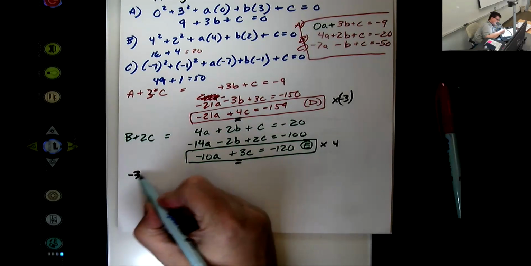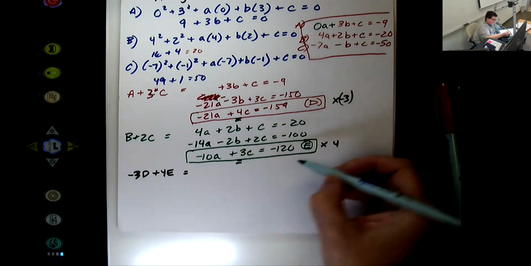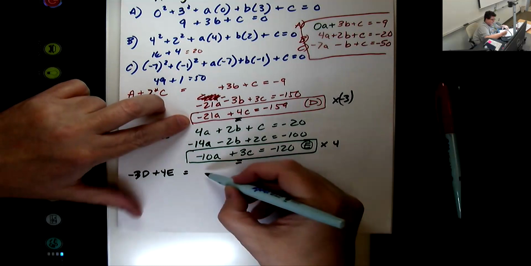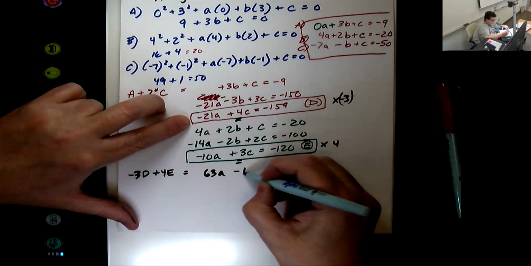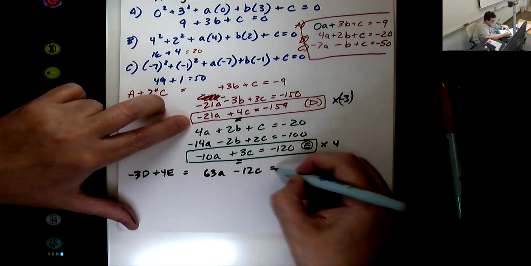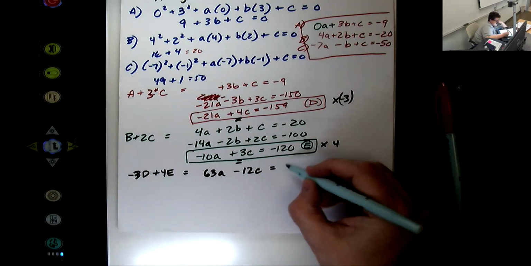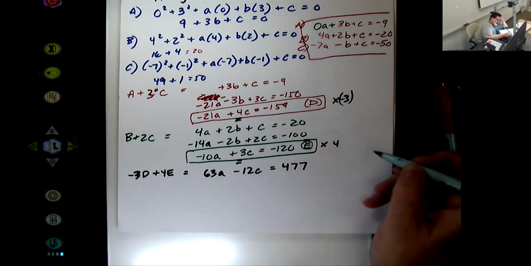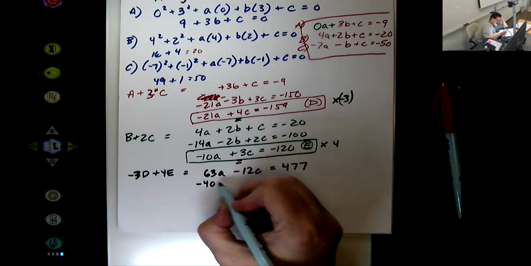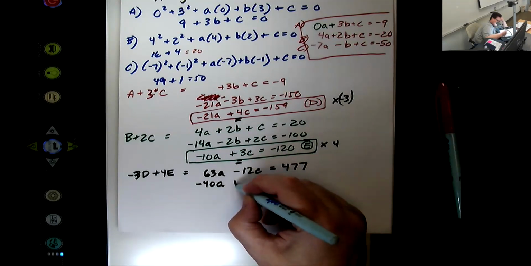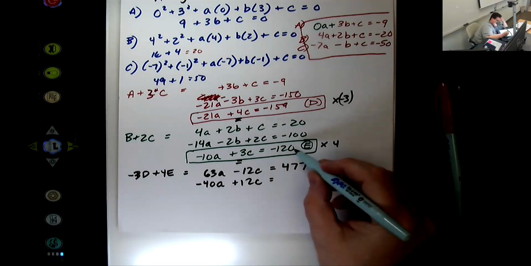So I'm gonna do -3D plus 4E. The -3D, if I do -3 times this, I have 63A minus 12C equals 450 and 27 is 477. And then if I do 4 times this one, I've got -40A plus 12C equals -480.